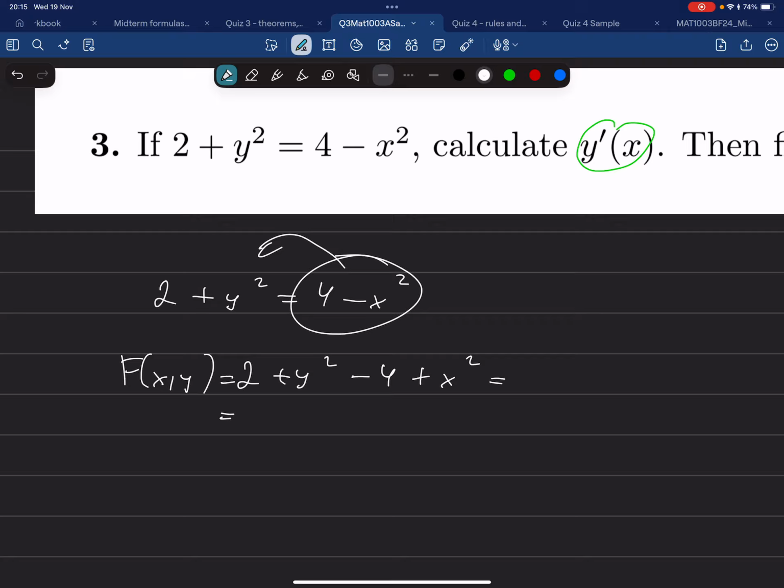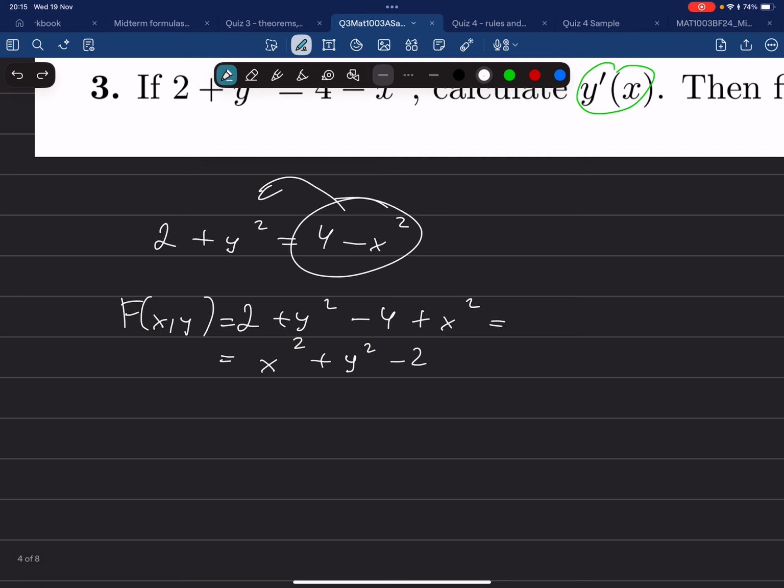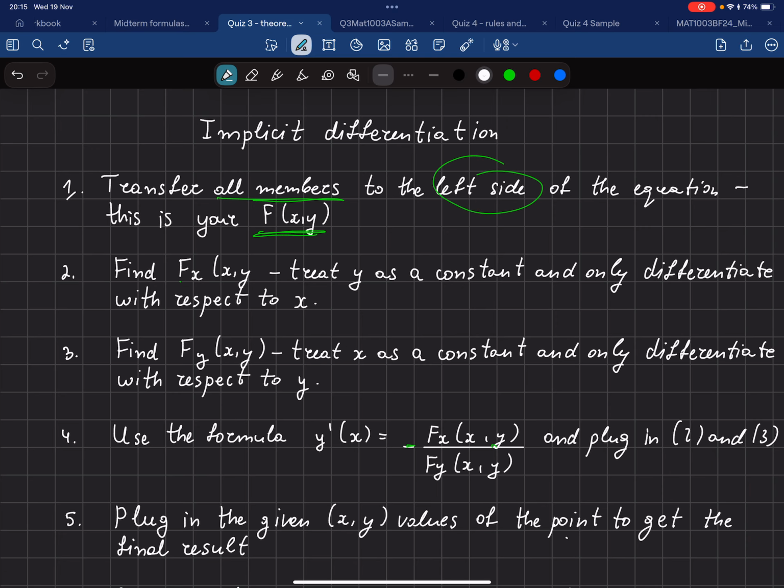And we could just simplify a bit. I typically prefer having the x's before the y's, but that doesn't matter much. x squared plus y squared, and then I have plus 2 minus 4, which is minus 2. So that's my f of x and y. That's the first step, okay? So the first step is done. Let me actually use green.